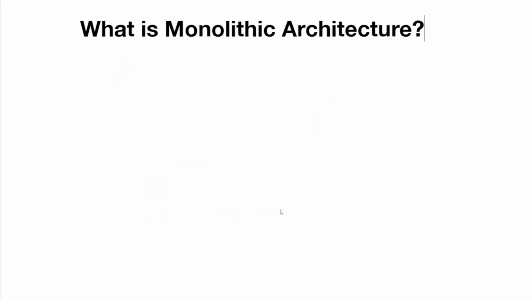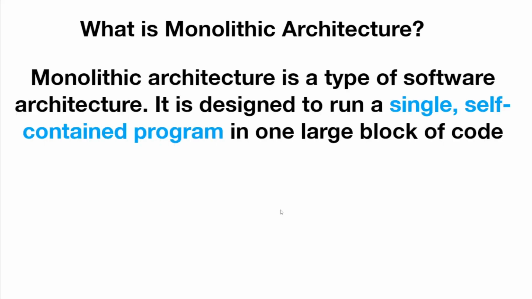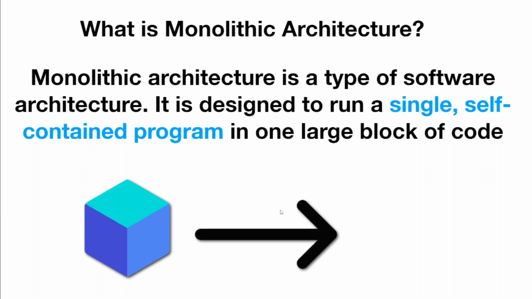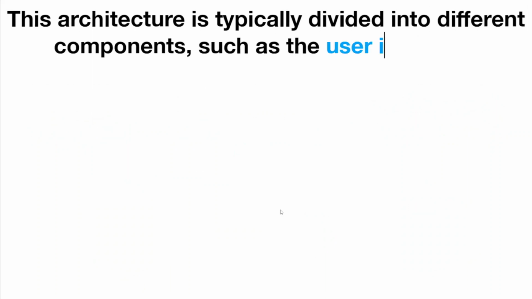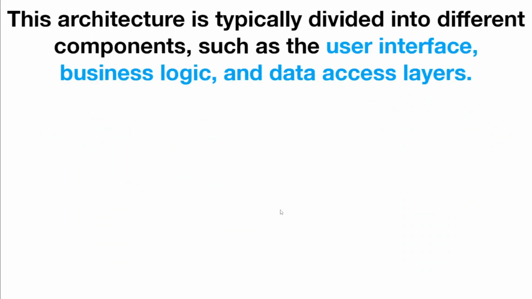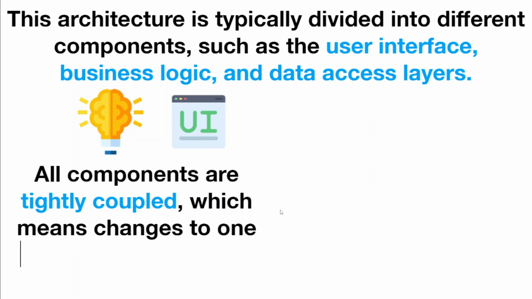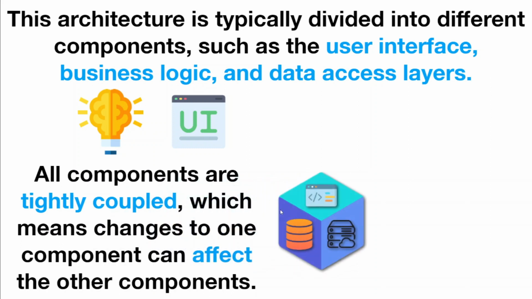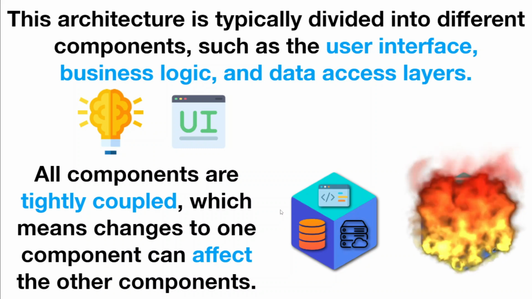What is monolithic architecture? Monolithic architecture is a type of software architecture. It is designed to run a single self-contained program in one large block of code. This architecture is typically divided into different components such as user interface, business logic, and data access layers. All components are tightly coupled, which means changes to one component can affect the other components.